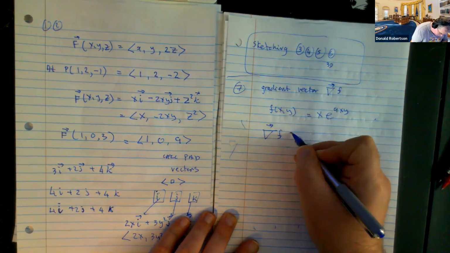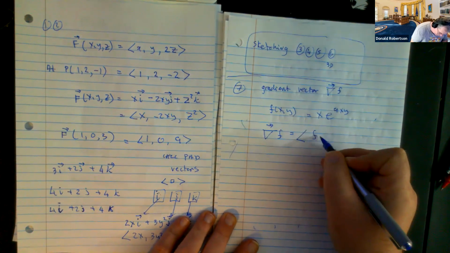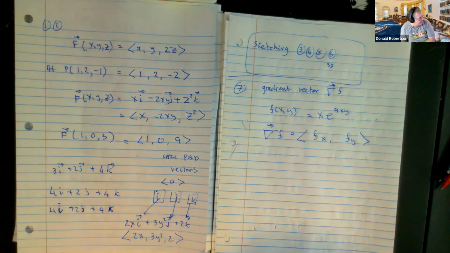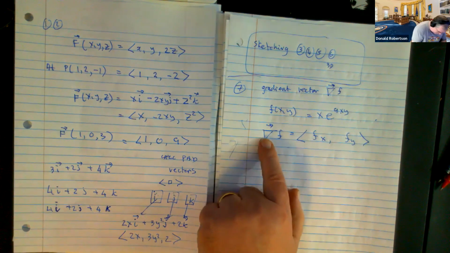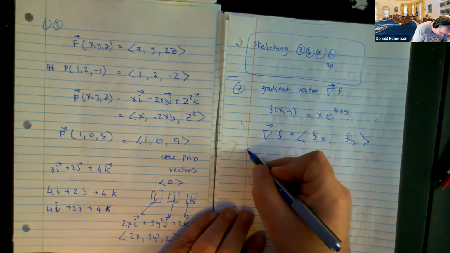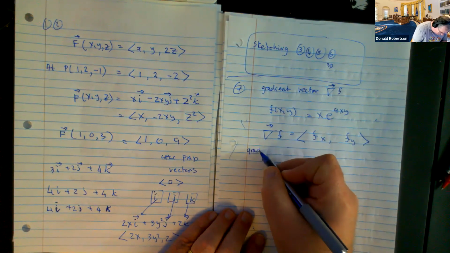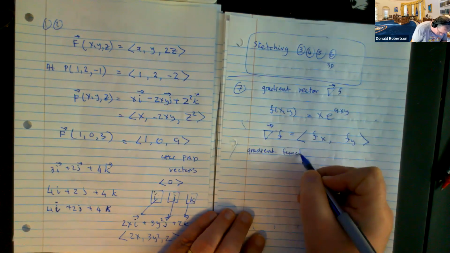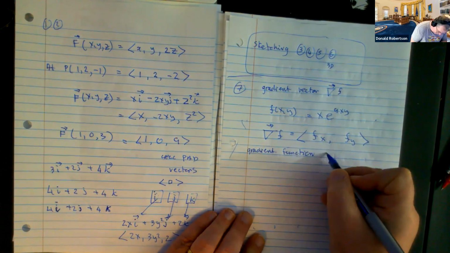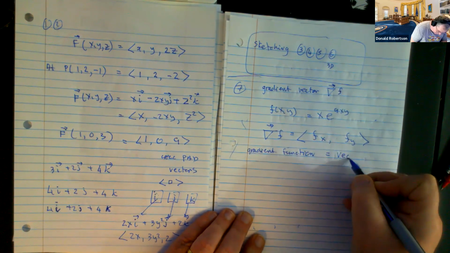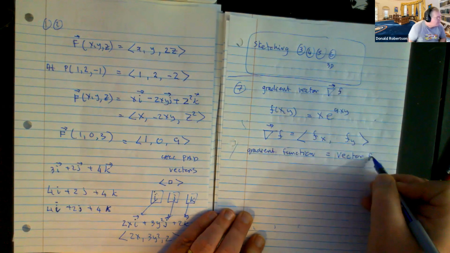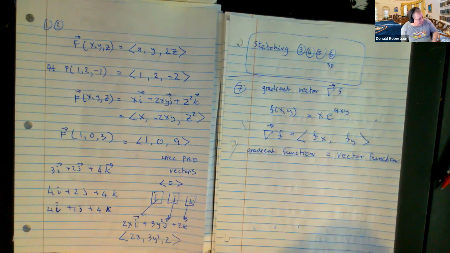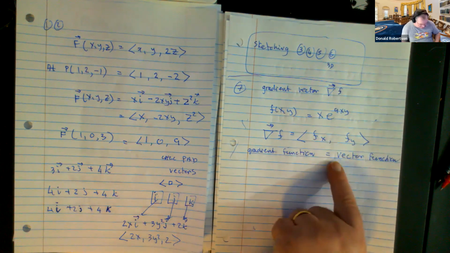It's the partial derivative with respect to x and the partial derivative with respect to y. And so the gradient function is this here. It's called the gradient function. Isn't that an example of a vector function? Isn't the gradient function just an example of a vector function? In other words, for any given value of x and y, won't you get a vector associated with it?